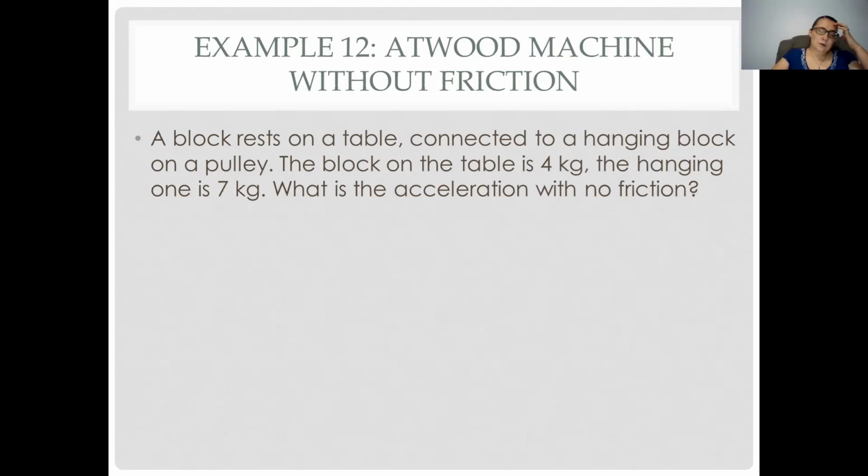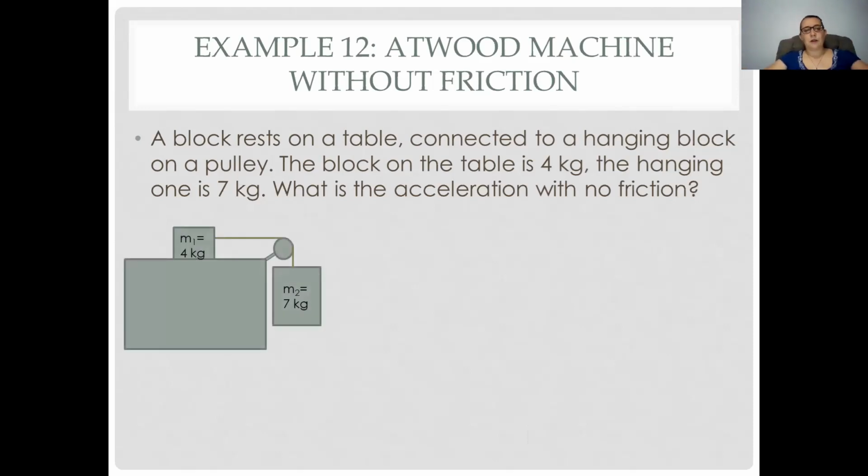So yesterday we dealt with an Atwood machine that had two hanging blocks suspended over a pulley. And this case is a little bit different. Now one of these blocks is sitting on a table, but there's still a hanging block. So we're going to assume that there's no friction here between mass 1 and the table, and so it can slide freely as this one falls down.